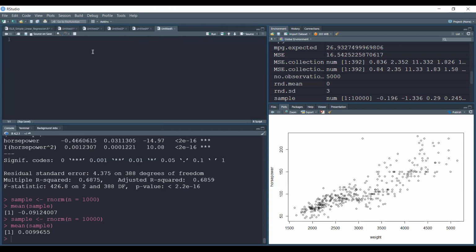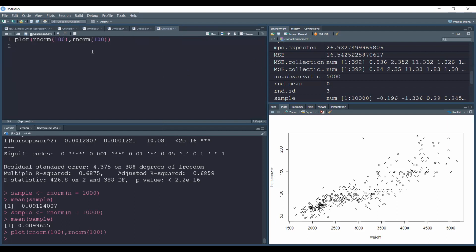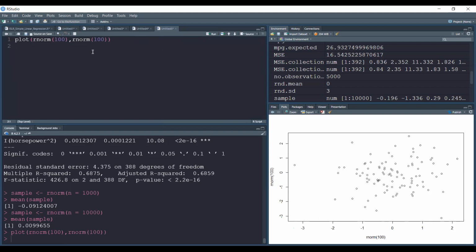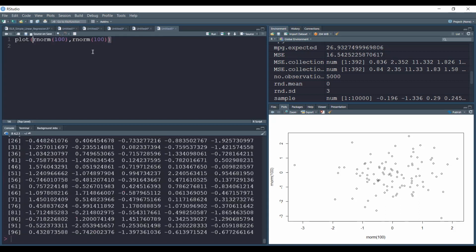What should I type? I would like to type, let's say, for example, plot rnorm(100) against rnorm(100). There you go. So that's 100 observations. It looks like a lot less, right? But it should be 100 observations. If I just look at this, that's 100 of them, and the same goes for the other one.